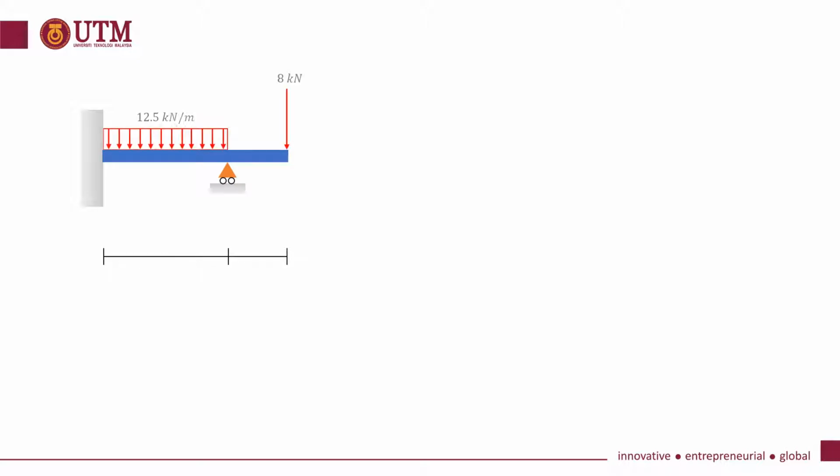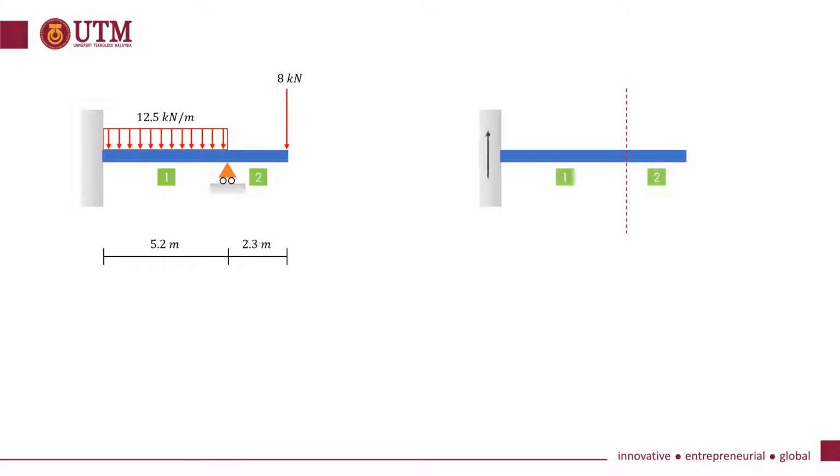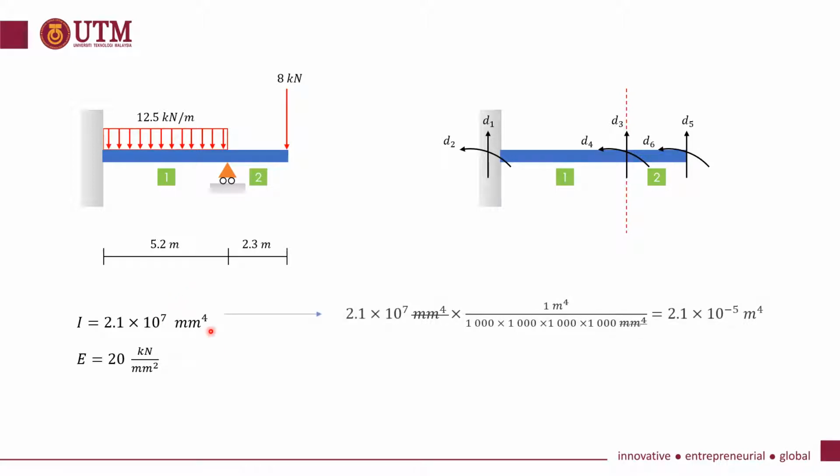This is the beam from the question. I would like to assign the degrees of freedom for each node. In total we have 6 degrees of freedom. For the moment of inertia, I would like to change this from millimeters to the fourth power into meters to the fourth power, and also change this kilonewton per millimeter squared into kilonewton per meter squared, which is also known as kilopascal.